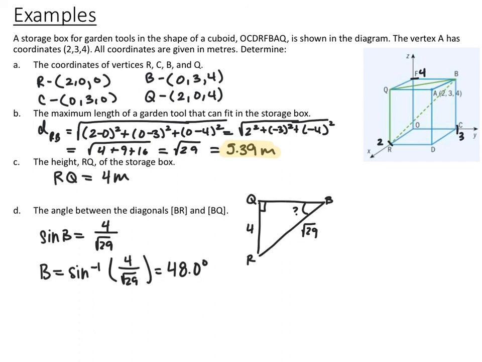So the height RQ is how far it's coming up, so that would just be this 4 in the z direction here. So our height is 4 meters. So then we have a right triangle here, RQB, where we have one leg to be 4, and then we just found the hypotenuse here to be root 29. So we can use SOHCAHTOA because it's a right triangle. We're looking for this angle B here, so opposite and hypotenuse, which is sine. So sine of angle B is equal to 4 over root 29. So B is equal to the sine inverse of 4 over root 29, which rounded to 3 significant figures would be 48.0 degrees. So this has been distance formula and midpoint formula in 2 and 3 dimensions.